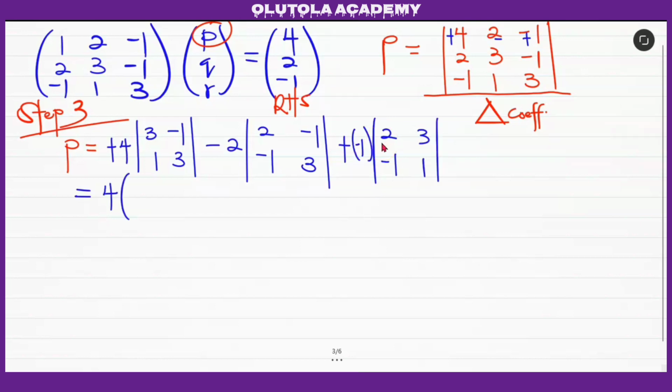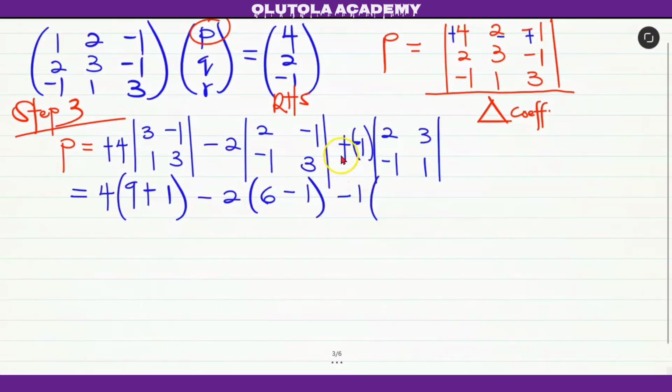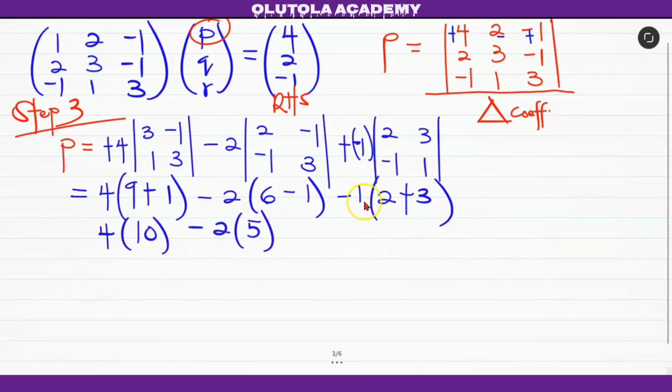I have 4 times 9 plus 1 minus 2. This will be 6 minus 1 plus minus will give us minus 1. And 2 times 1 will give us 2. 2 plus 3. So I have 4 into 9, 10, and minus 2 into 5, and minus 1 into 5.